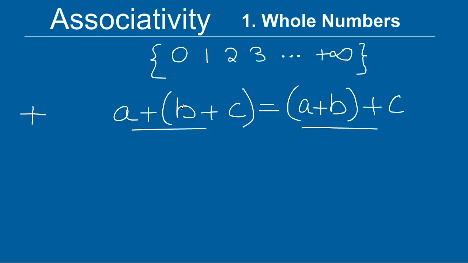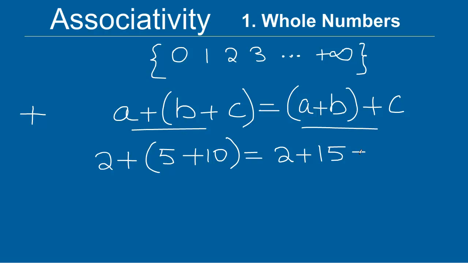Remember that we first perform the operation within the parenthesis and then we remove the parenthesis and then continue with the rest. Right? So let's take an example and see. So let's take 3 random whole numbers. So let's say we take the whole number 2. Let's add 2 plus our second whole number, let's say, 5. And our third whole number, let's say 10. So let's find the value of this. So this will be 2 plus 5 plus 10 is 15. And 2 plus 15 is 17.